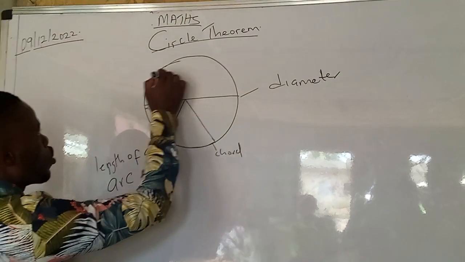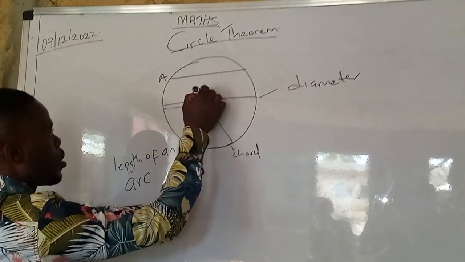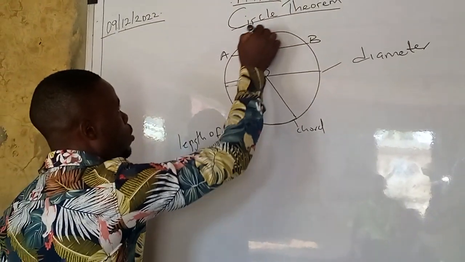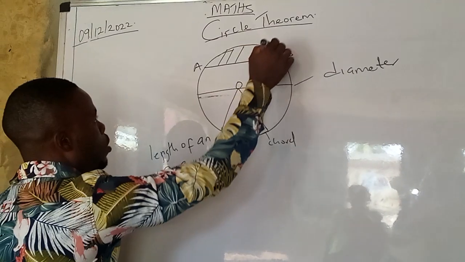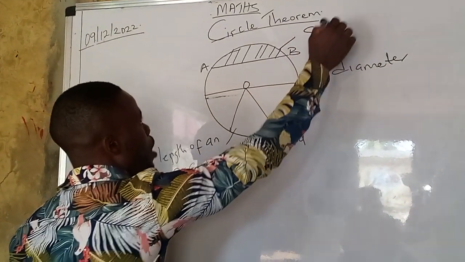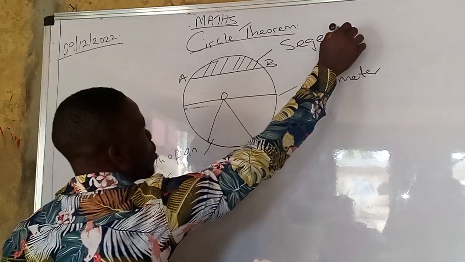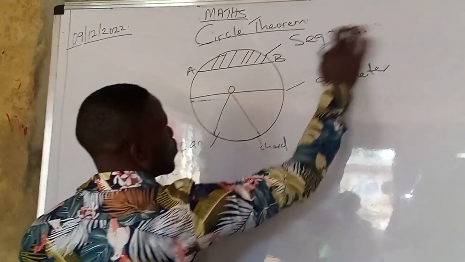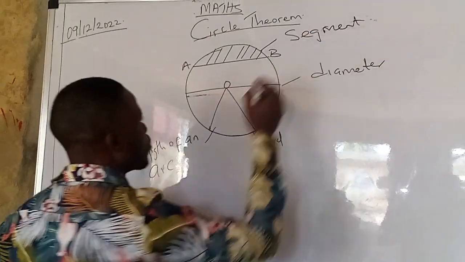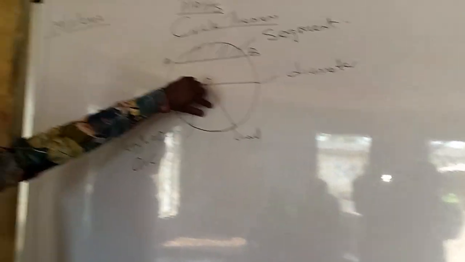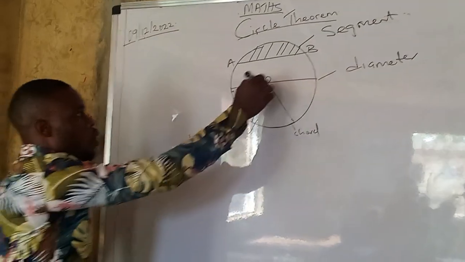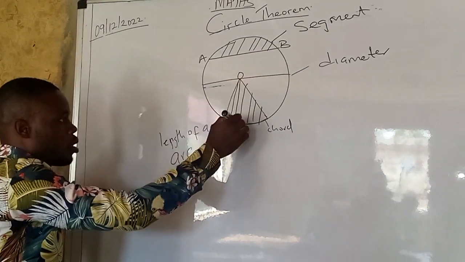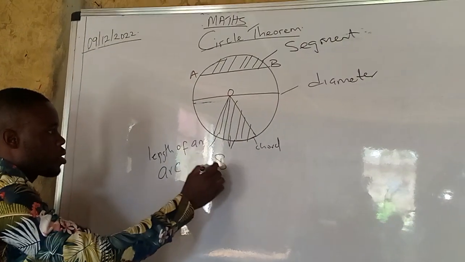Then from here we also have A. This is the middle. B. This is known as what we call segment. Now under this arc or chord, when the arc is being shaded, it is known as sector.